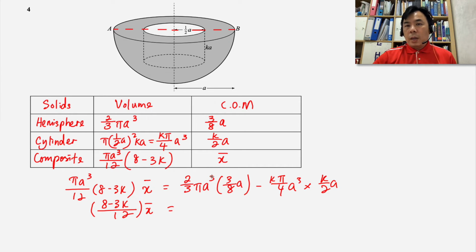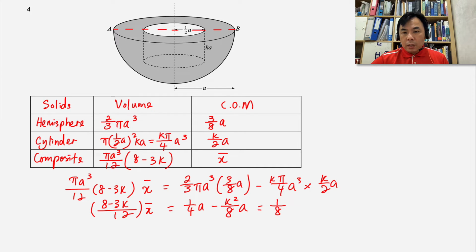Alright, so the pi a cube has been reduced. That will be a quarter a only. Subtract off with, let me see here, we have k over 2a. So that would give us k square over 8a. And then you can factorize that as like 1 over 8a, 2 minus k square. Alright, so that's how it looked like.